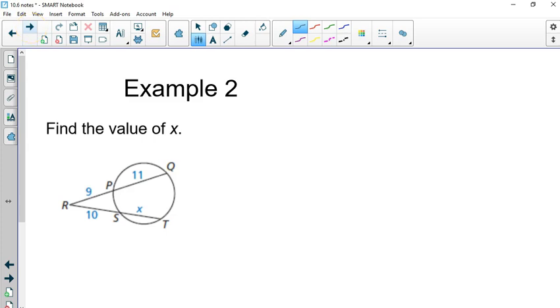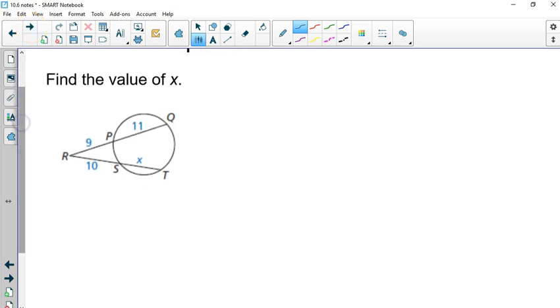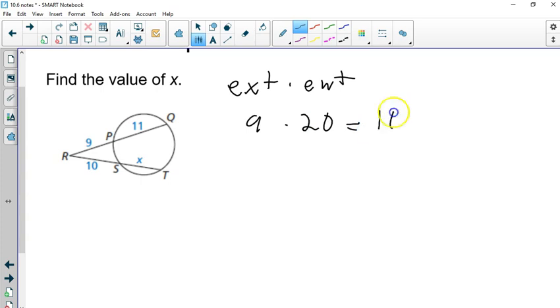So let's do a problem like that. And here's where we got to be careful. So if it helps, maybe remind yourself by doing this at the top. Exterior times entire. So the exterior is 9 times the entire, which is 11 plus 9, 20, equals the exterior of 10, and be careful here, x plus 10.